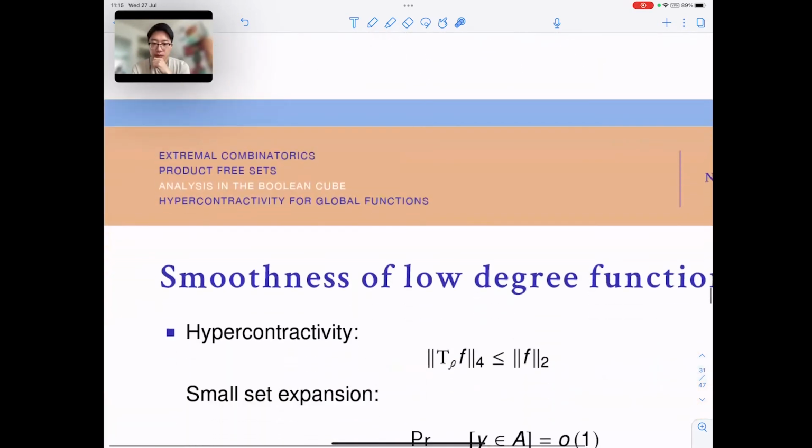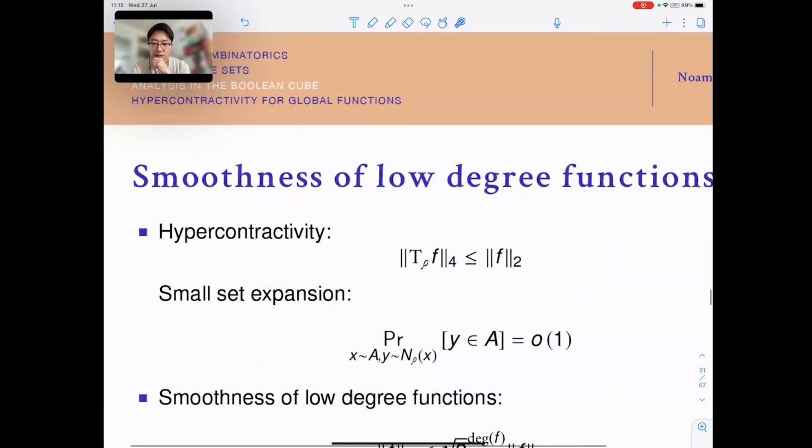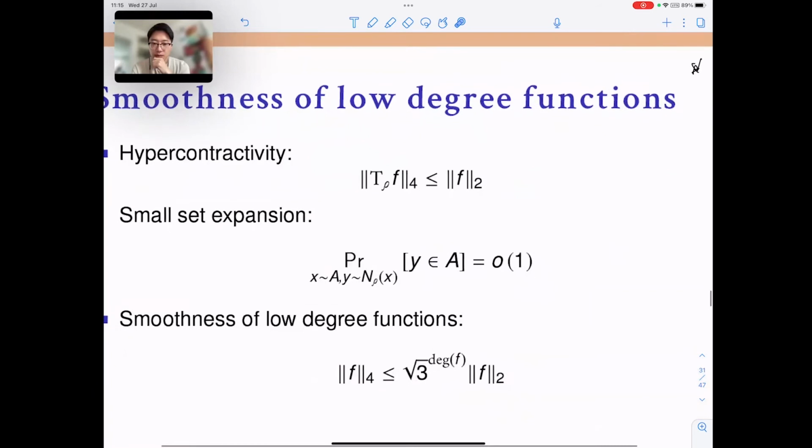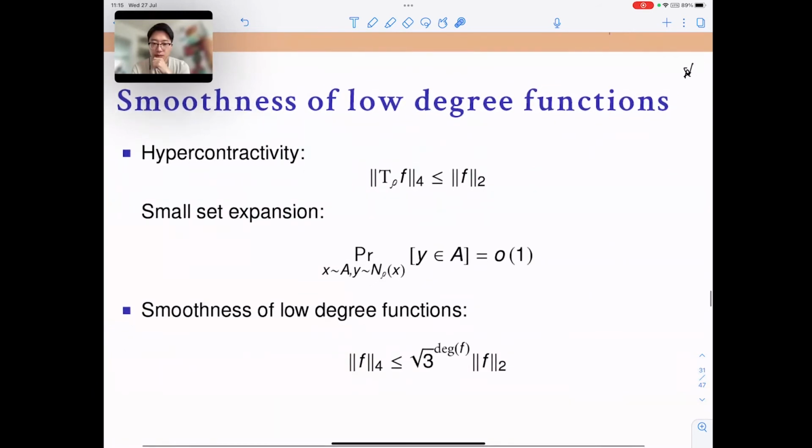Let's summarize so far the way to think about hypercontractivity. One way is that it sends the L2 ball into the small L4 ball. One consequence of it is the small set expansion theorem, which tells you that if you have a small set A and you apply one step of the noisy random walk, then you leave the set with high probability, or you stay in the set with small probability.